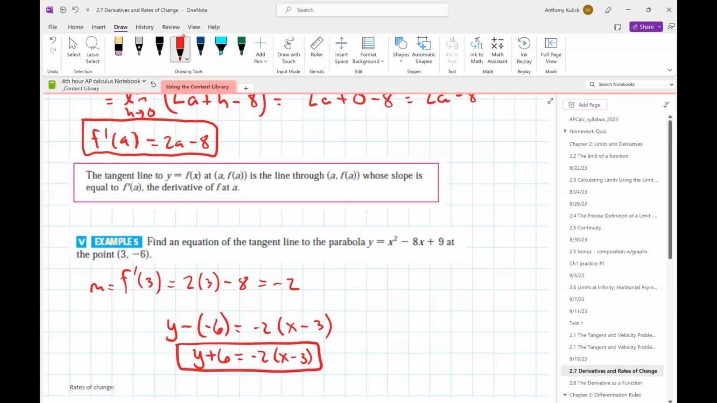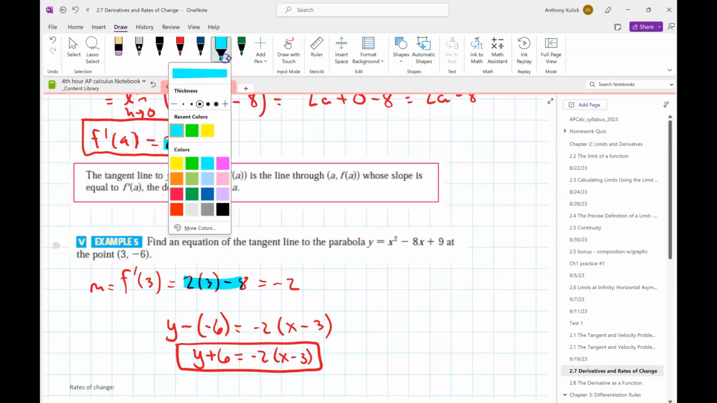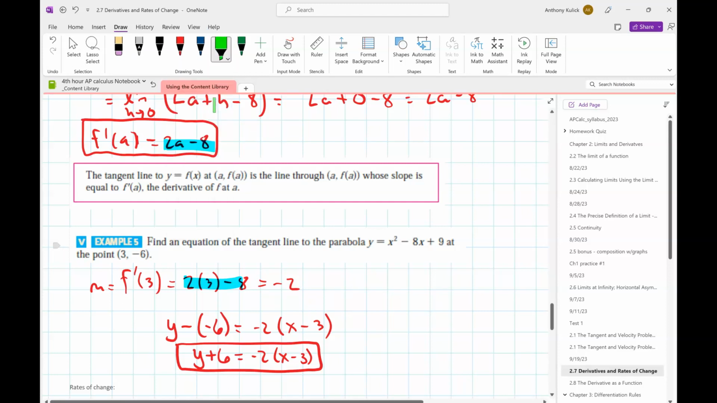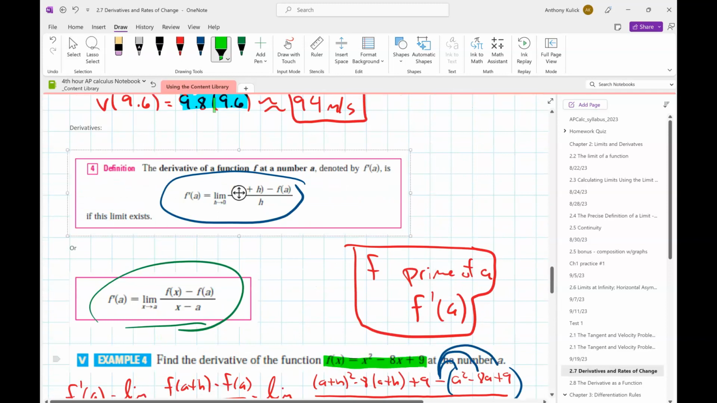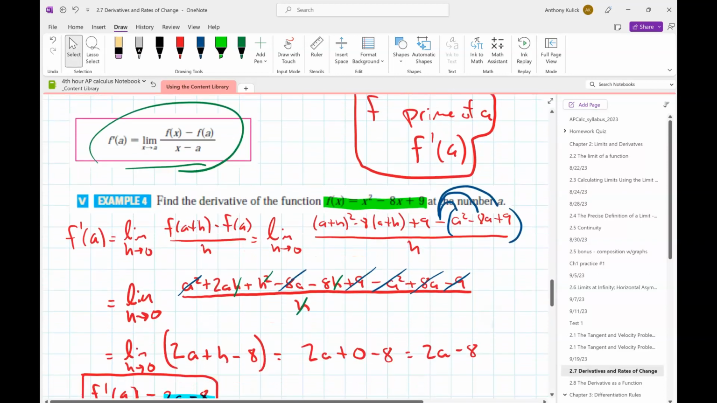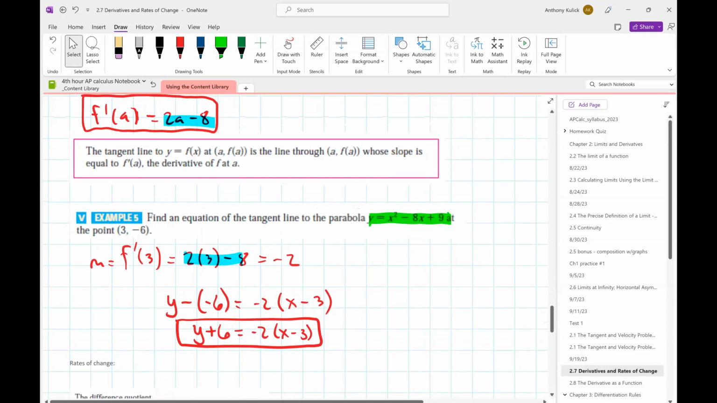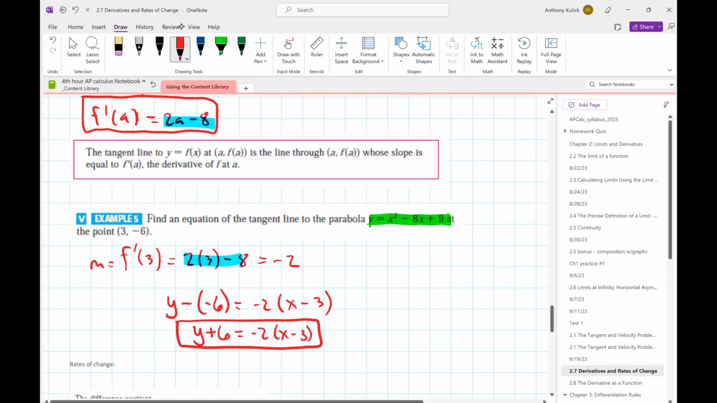And I'm done. And again, I was able to use the derivative from the previous example because the function in question was the same, right? So far, so good? Okay.